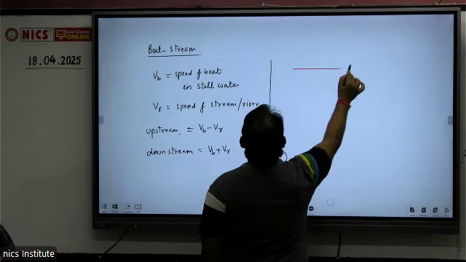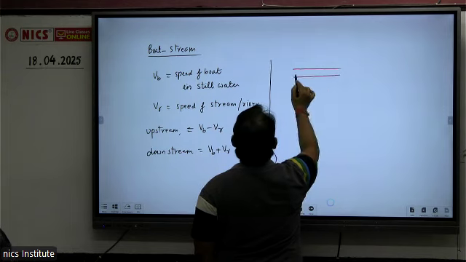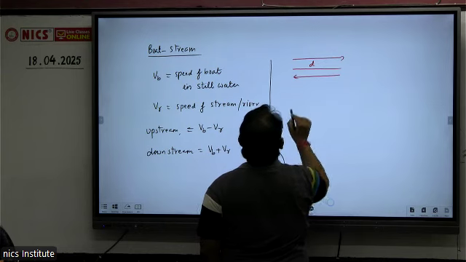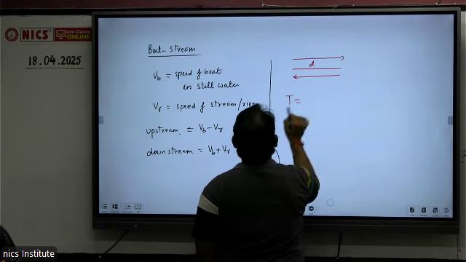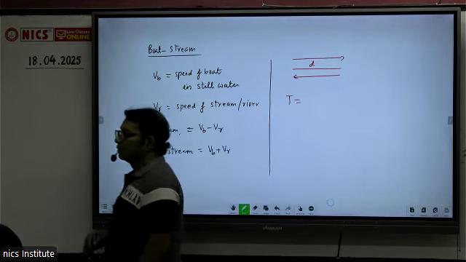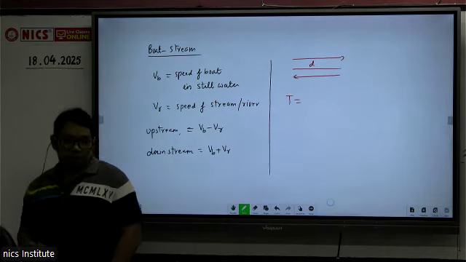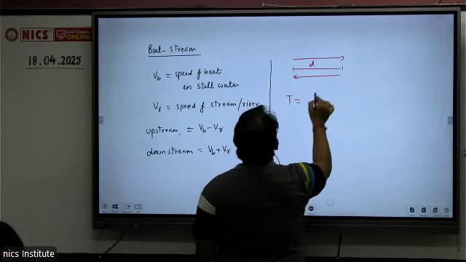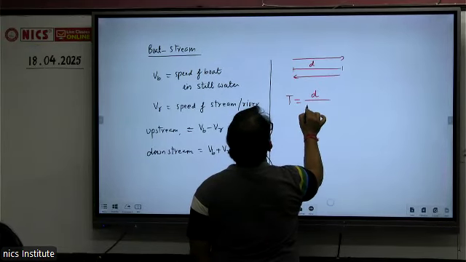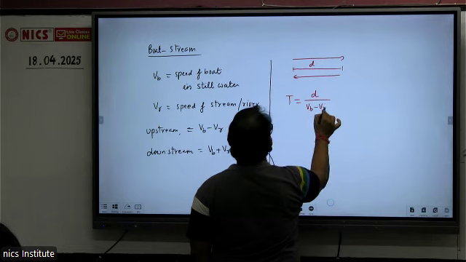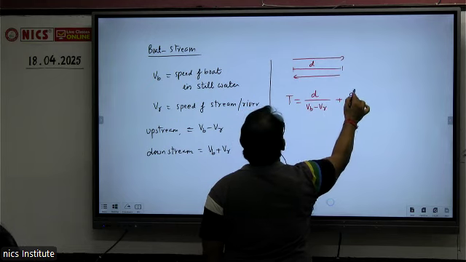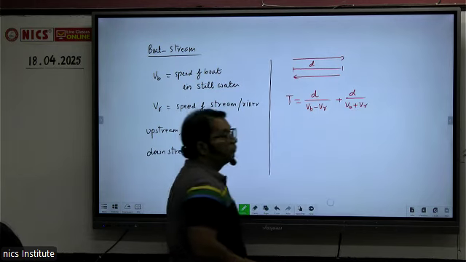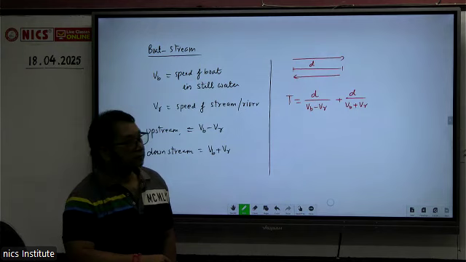Suppose a boat goes upstream, distance D, and then it comes back. So what is the total time taken? A boat goes upstream, distance D. So the time taken would be how much? D by VB minus VR. Time will be more, while downstream time would be less for the same distance.